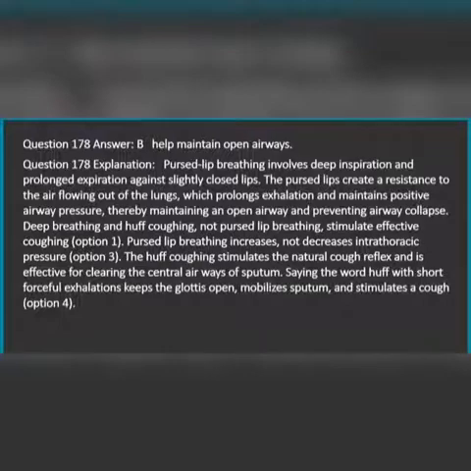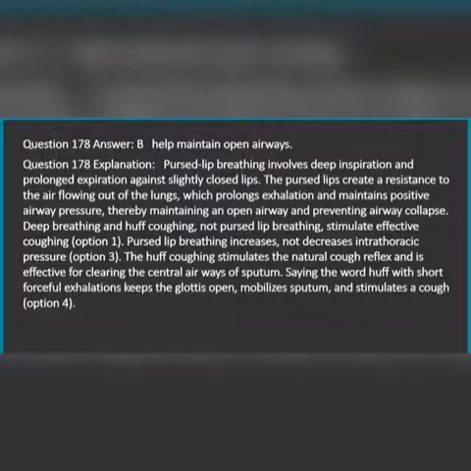Question 178. Explanation: pursed lip breathing involves deep inspiration and prolonged expiration against slightly closed lips. The pursed lips create a resistance to the air flowing out of the lungs, which prolongs exhalation and maintains positive airway pressure, thereby maintaining an open airway and preventing airway collapse. Deep breathing and huff coughing, not pursed lip breathing, stimulate effective coughing. Option 1. Pursed lip breathing increases, not decreases, intrathoracic pressure.